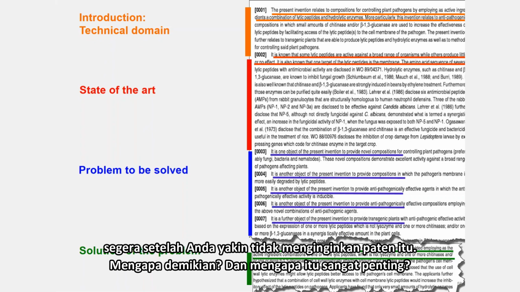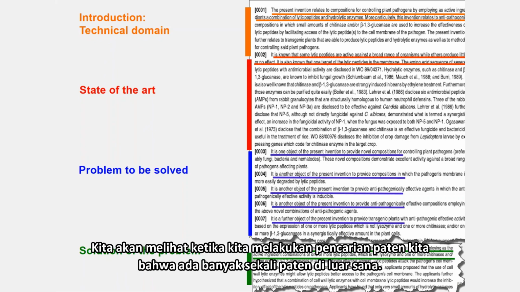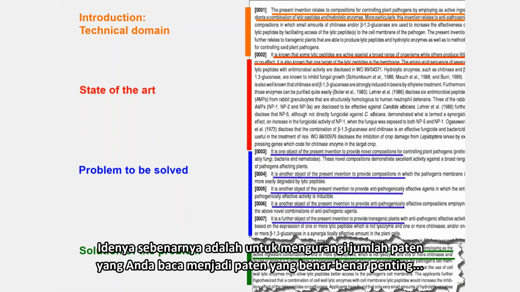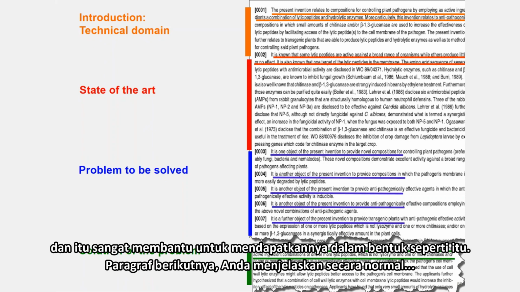Why is it so important? We will see when we are doing our patent searches that there is a huge amount of patents out there, about 120 million documents. It is by no way possible to read all of those documents. So the idea is to reduce the number of patents you read to the ones which really matter, and it is a big help to have them in such a form.